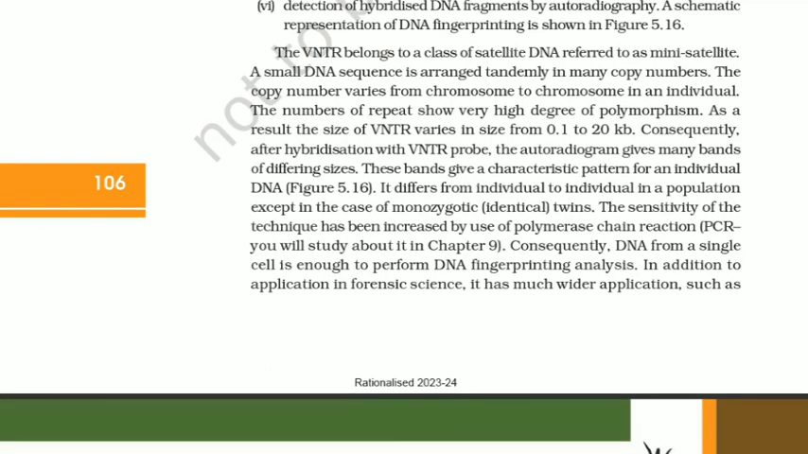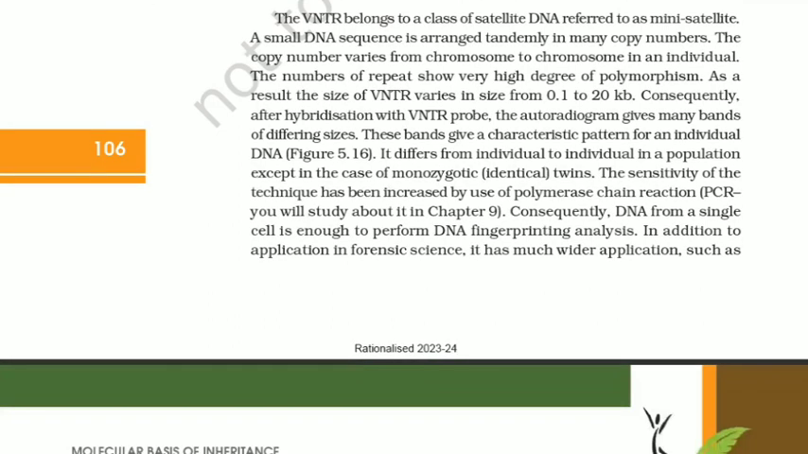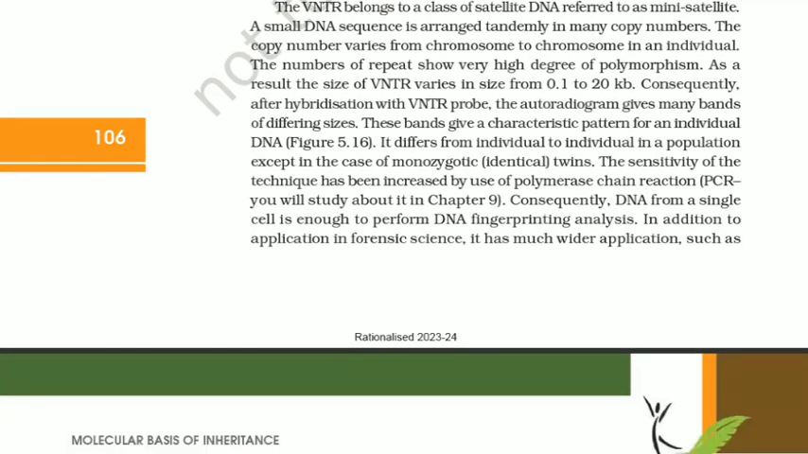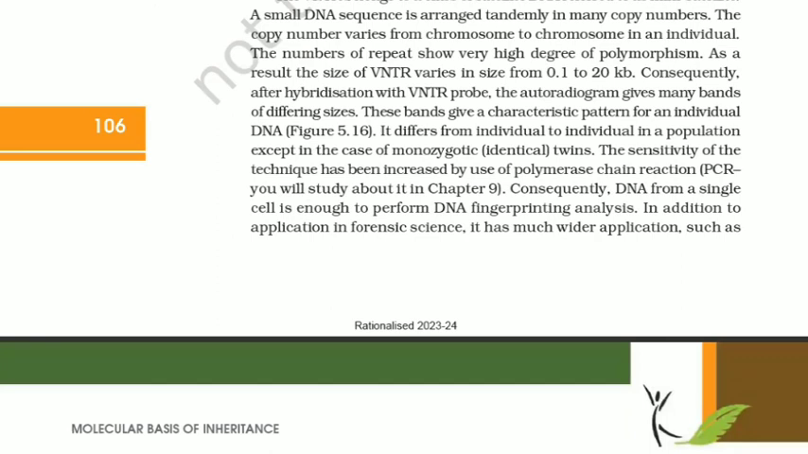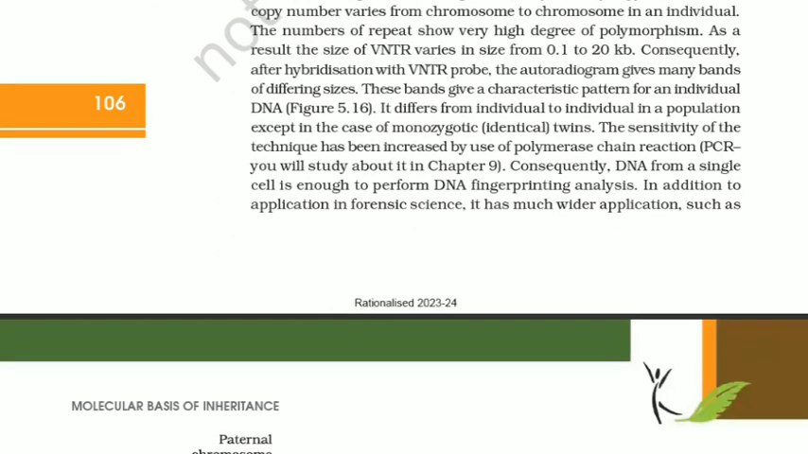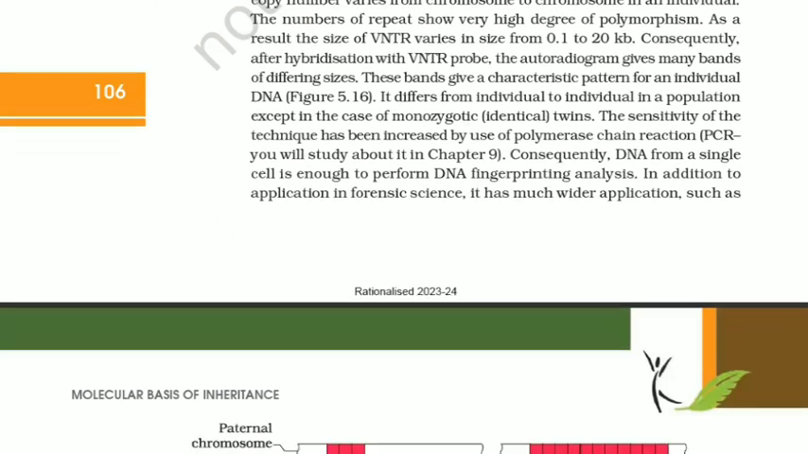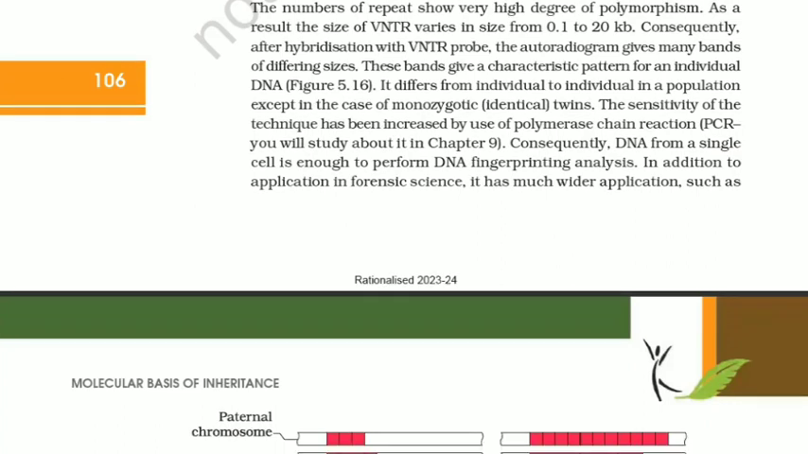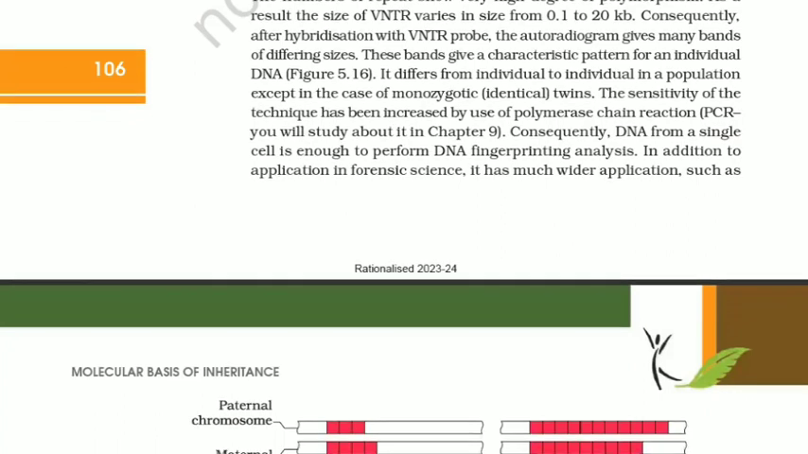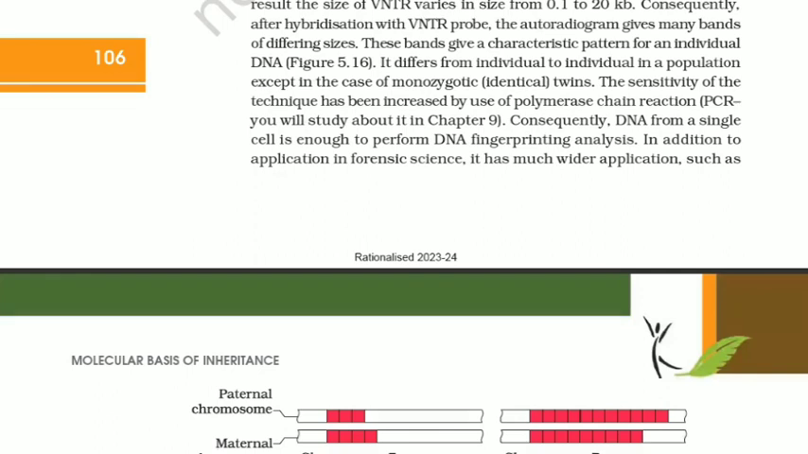The VNTR belongs to a class of satellite DNA referred to as minisatellite. A small DNA sequence is arranged randomly in many copy numbers. The copy number varies from chromosome to chromosome in an individual. The number of repeats shows a very high degree of polymorphism. As a result, the size of VNTR varies from 0.1 to 20 kb.